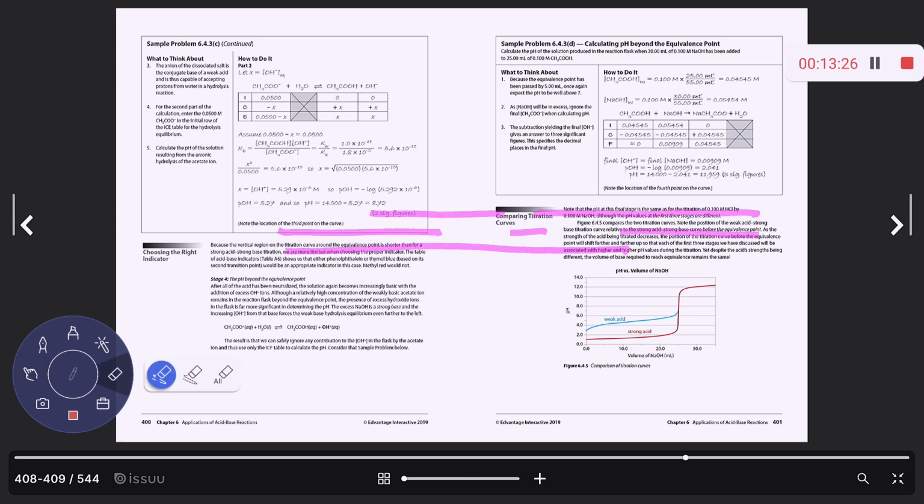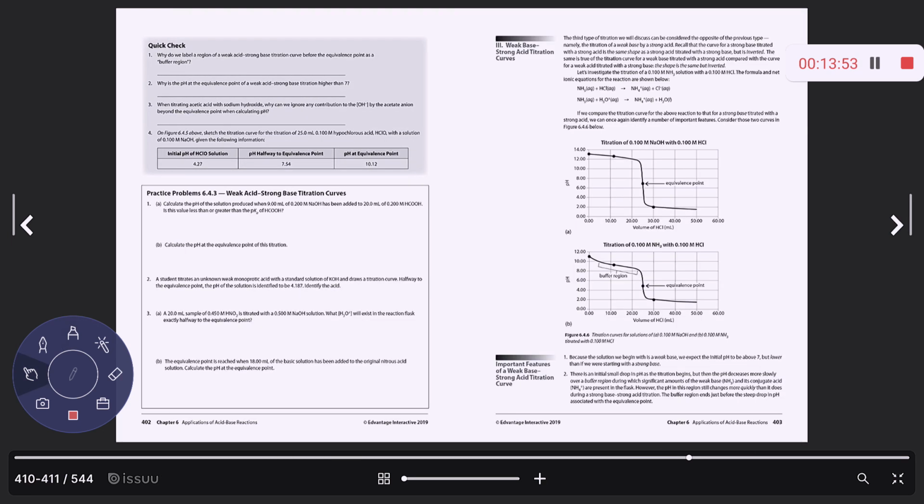It's pretty obvious. If you were given something like this and asked to identify which one was for a strong acid or a weak acid, it's relatively obvious. Agreed, because of the pH of where you're initially starting, right? Okay, let's turn the page. Let's go to part 3. Over here.